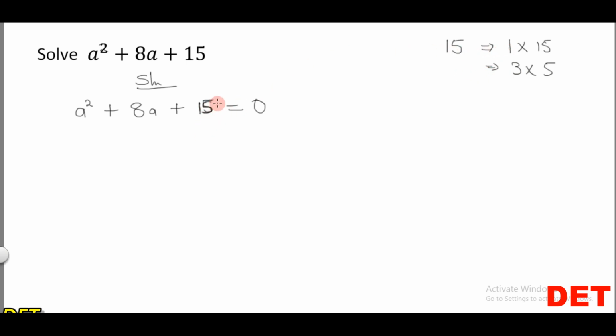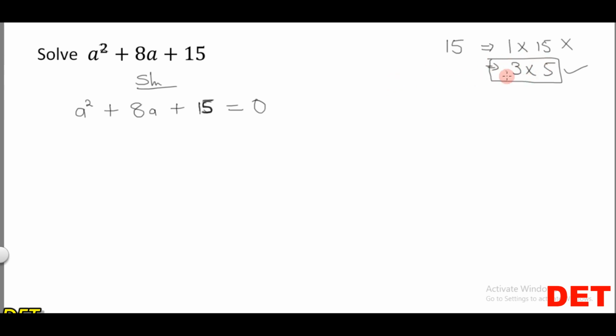Again, we are to look for the factors of 15 such that when we multiply the factors, we have 15, and when we add the factors, we have 8. So 1 times 15 will give us 15, but 1 plus 15 will give us 16. So this will not work. 3 times 5 will give us 15, and 3 plus 5 will give us 8. So these are the factors that work well for this equation.